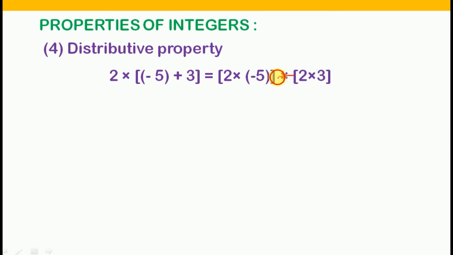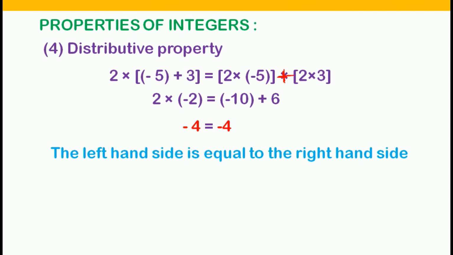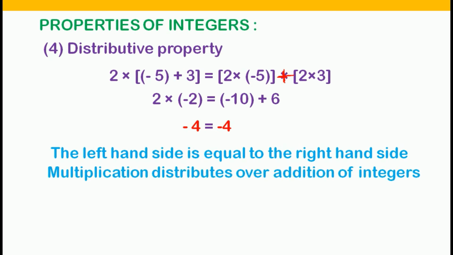We have to distribute the numbers here. 2 into (minus 5 plus 3) is equal to 2 into minus 5 plus 2 into 3. 2 into minus 2 is equal to minus 10 plus 6. That means minus 4 is equal to minus 4. The equation balanced here. That means the left hand side is equal to the right hand side. Multiplication distributes over addition of integers.